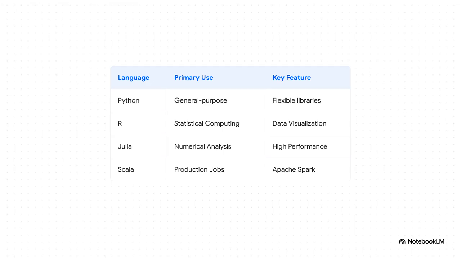Okay, so here are the main players on the field. You've got Python, which is kind of the versatile all-rounder. Then there's R, the specialist tool for statisticians. You've got Julia, the absolute speed demon, and Scala, the industrial strength engine built for massive jobs. As you can see, each one has its own personality and purpose.